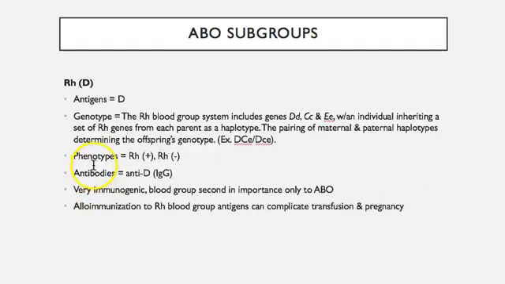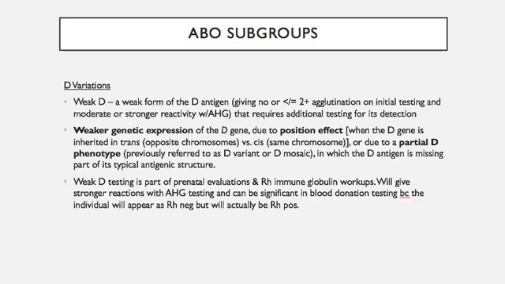So the phenotypes are either the patient's Rh positive or negative. They can produce anti-D antibodies, which is an IgG class of antibody, but these are not naturally occurring, so that's through transfusion or pregnancy. D is a very immunogenic blood group system, so you can get some negative reactions.